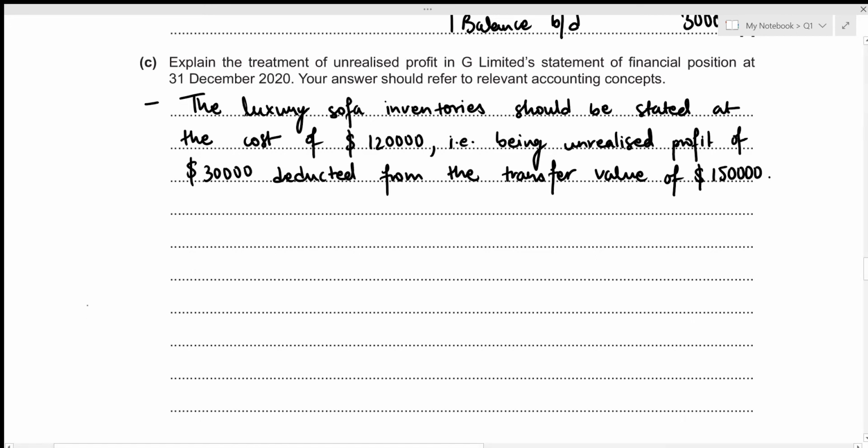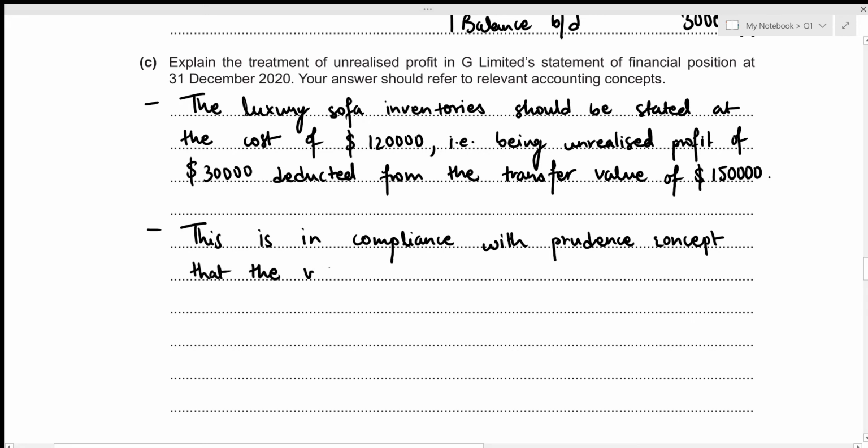Let's write it down as well. This is in compliance with prudence concept that the value of assets is not overstated.